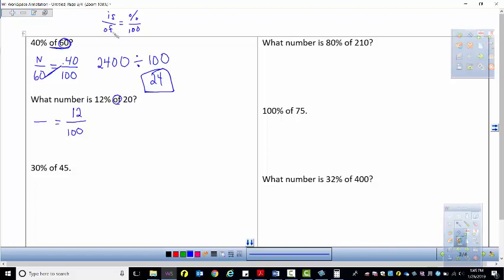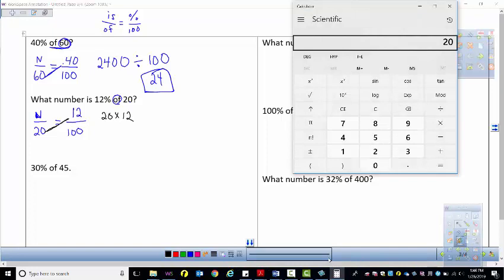Of 20. Of is in the denominator or the bottom of the fraction. So 20. I don't know this one. So in algebra, what we do is we just call that an n, a number. And we're going to find the number. And you have to multiply the diagonal that you know. So I know these two right here. So I'm going to multiply 20 times 12. So get your calculators. You're going to do 20 times 12 is 240.